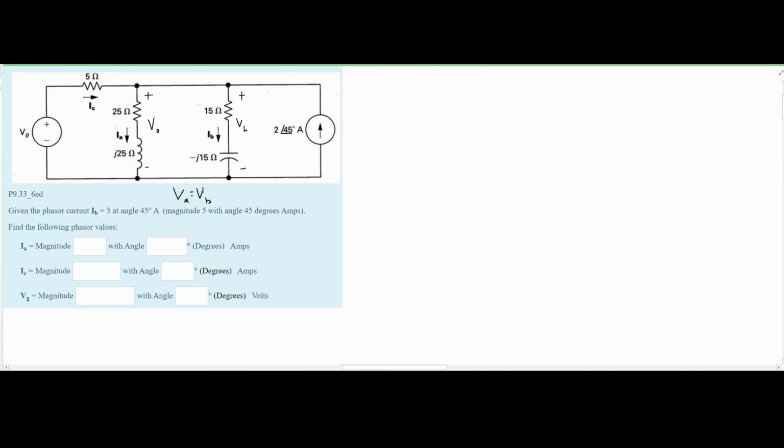So the first thing that we're going to do is we need to find our VB. We know that VB is equal to our I of B, and this is 5 at a 45 degrees angle, times our resistance, and we know that our resistance is 15 ohms minus J times 15 ohms. Now we need to multiply these two together.